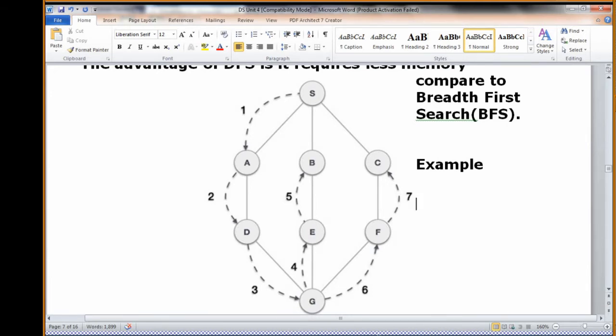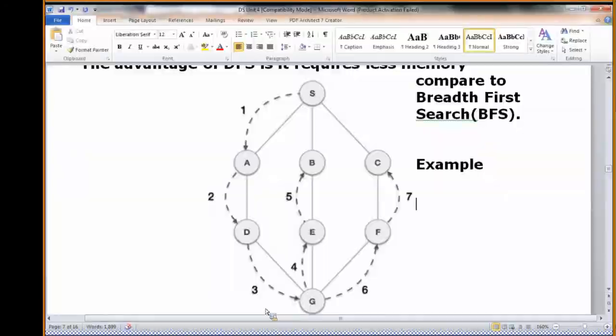Note down, and also note down that DFS takes less memory when compared to BFS.